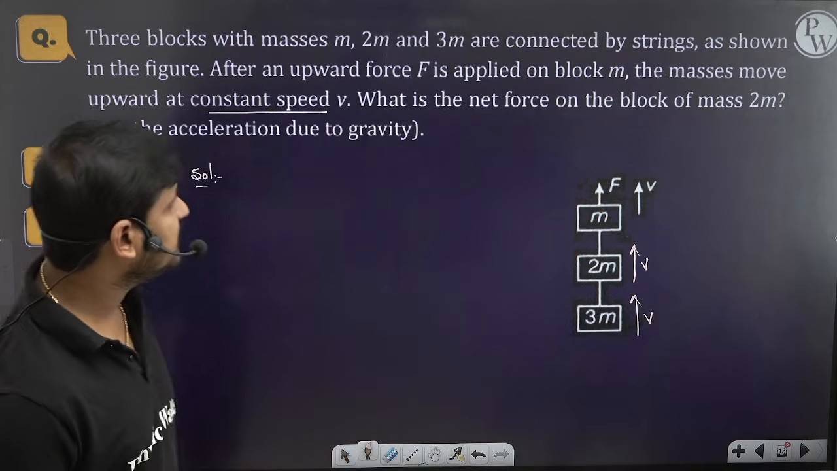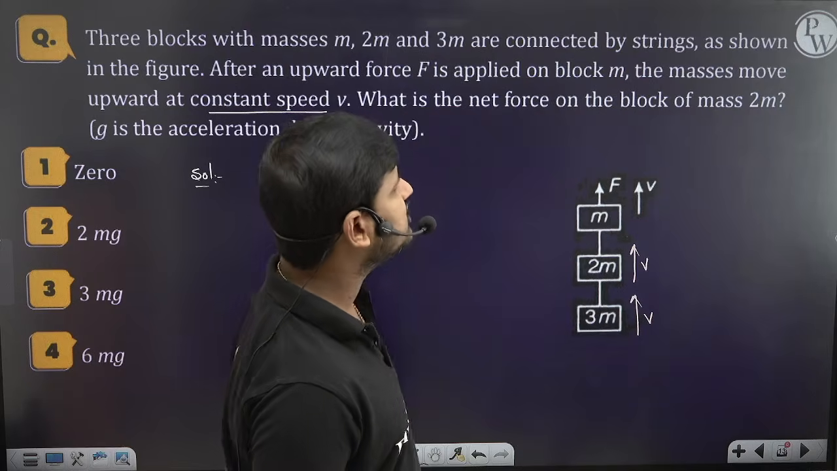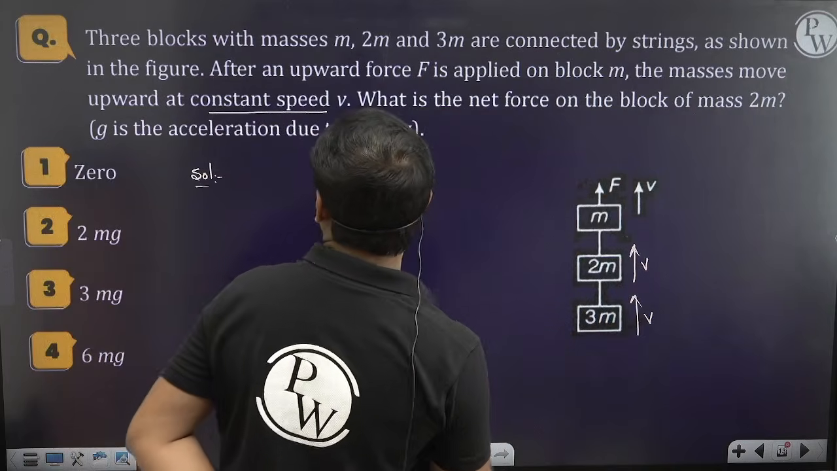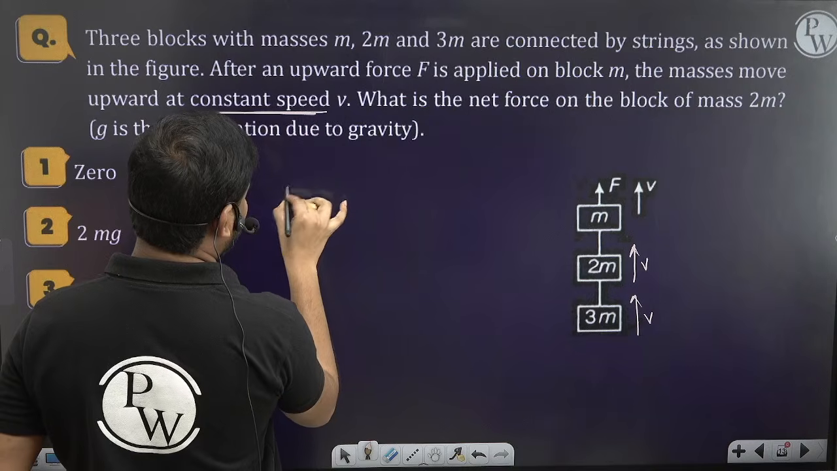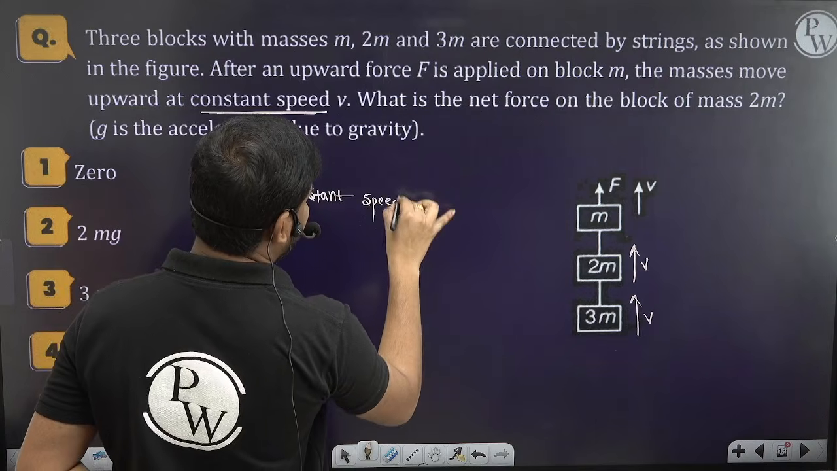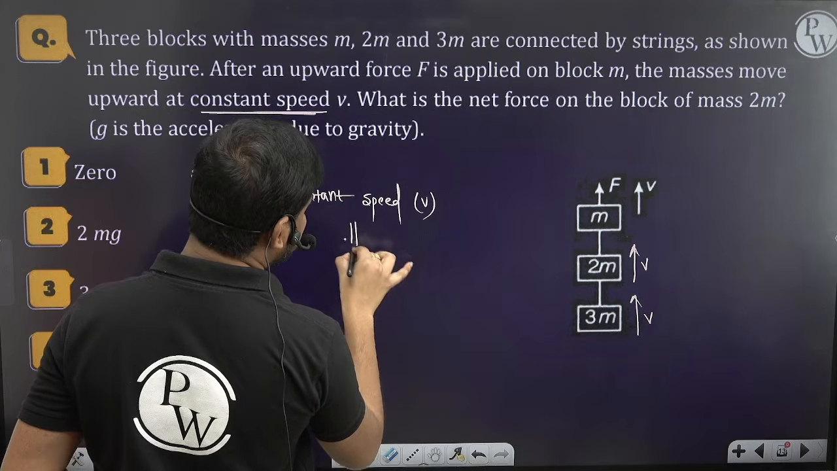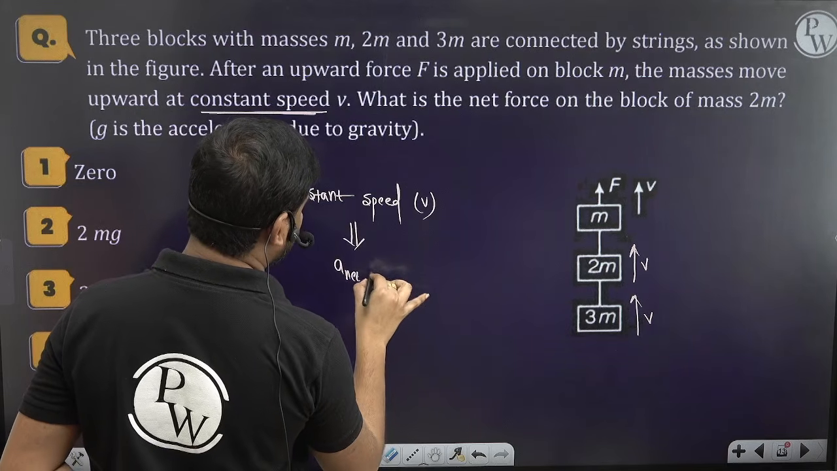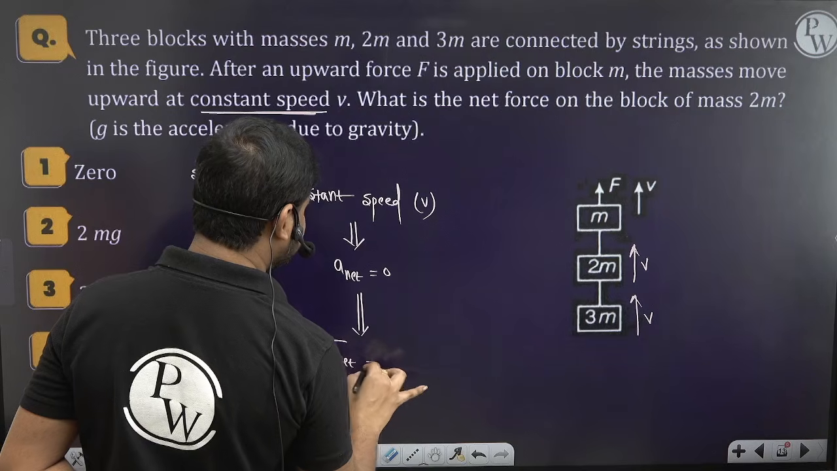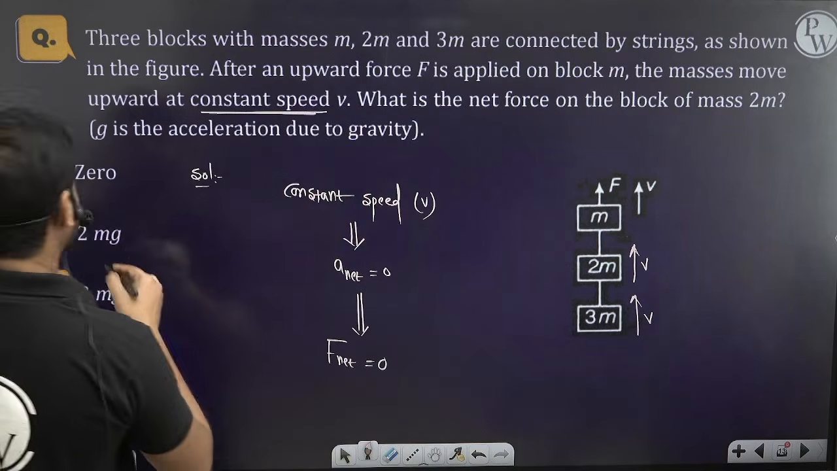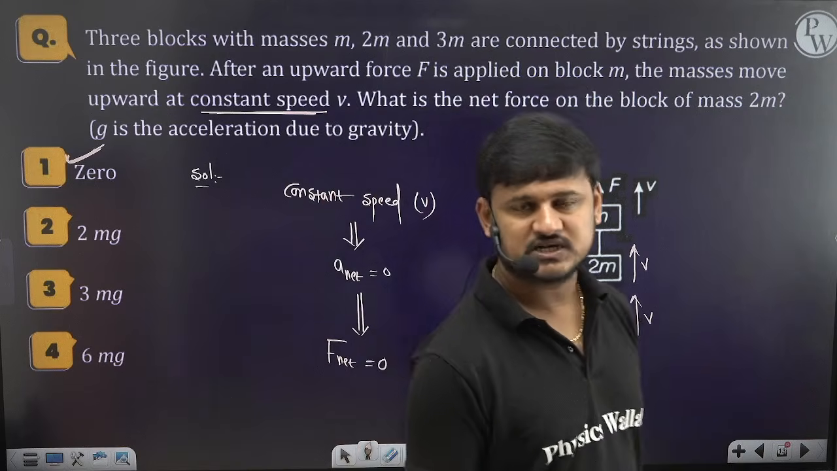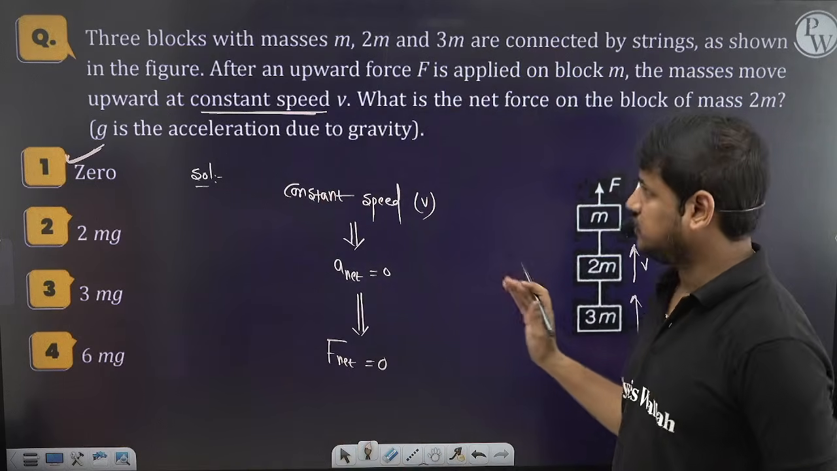Clear? Understanding? Chalo. So what is the net force on the block of 2m? If they are all moving with constant speed, catch this hint. Then shall I say that the net acceleration is 0? If the net acceleration is 0, then F net will be equal to 0. So the net force acting on the block of mass 2m is going to be 0. Simple logic question. Understood? Chalo.